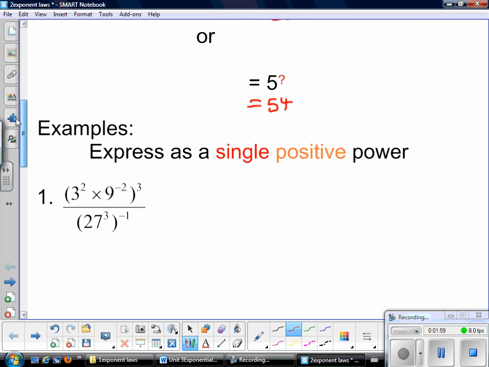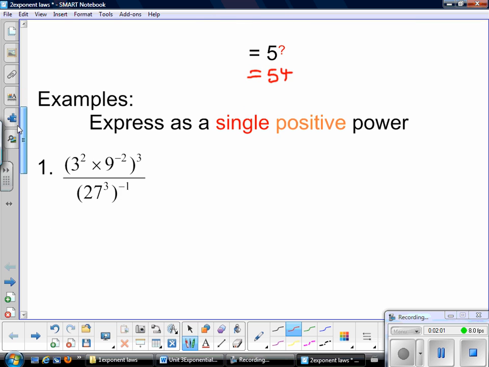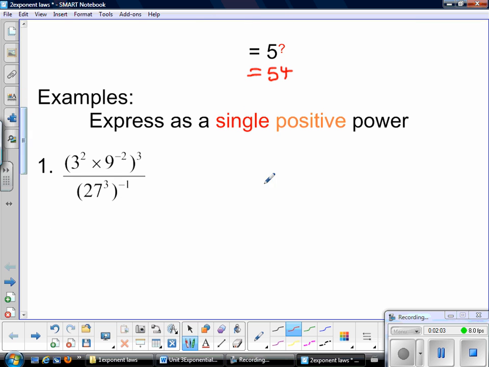Express as a single positive power. So if you want your communication marks, which all of you should want, it has to be a single power and the final answer needs to be positive. All right, so when I first look at this, I can see my bases are all different. I have a base of 3, I have a base of 9, and I have a base of 27. So I need to change all of those bases somehow into one base.